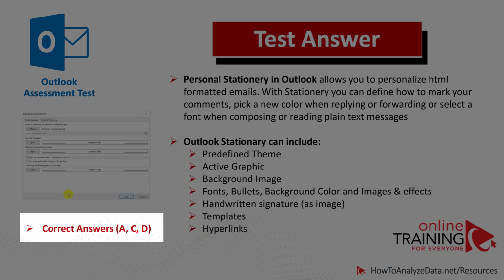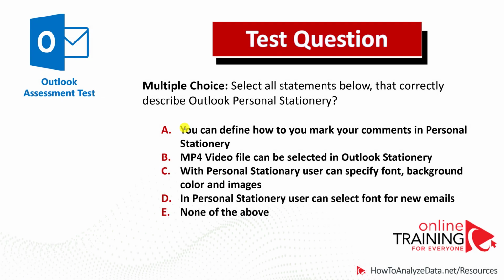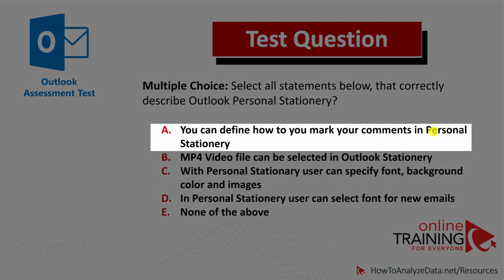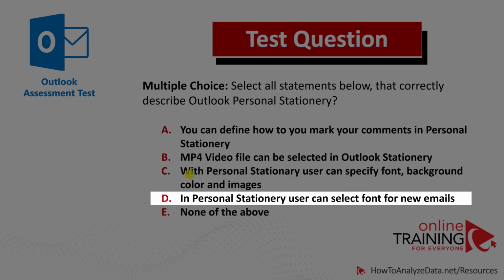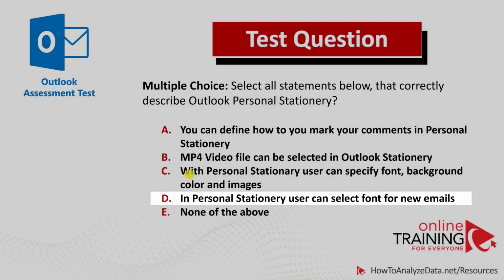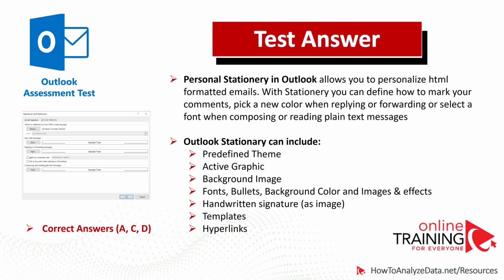In this case, the correct answer to the question is choices A, C, and D. Choice A, that you can define how to mark your comments in Personal Stationery, is correct. Choice C, that states that with Personal Stationery, user can specify font, background color, and images, is also correct. And choice D, which states that in Personal Stationery, user can select fonts for new emails, is also correct. Hopefully you've answered this question correctly.